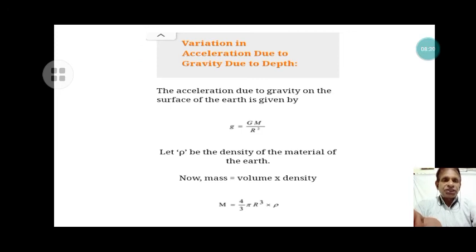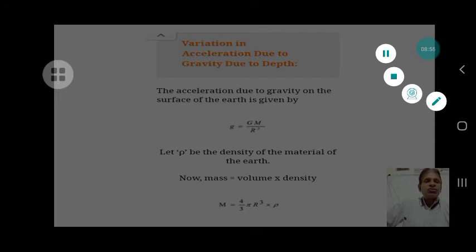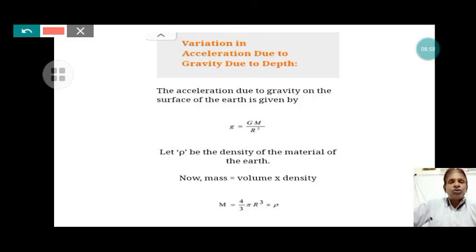Next slide, we discuss how the acceleration due to gravity varies with depth. Very important: suppose we go into the earth's surface, digging down, then how does the acceleration due to gravity change? Acceleration due to gravity on the surface of the earth is given by g is equal to GM by R square. This is the basic expression for the acceleration due to gravity.